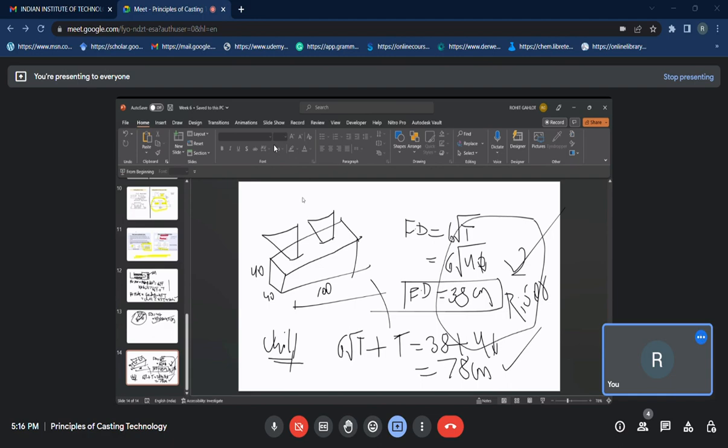Okay, then we will move to the last section of today's part, and then we will wrap up. We'll briefly discuss some of the special casting methods.